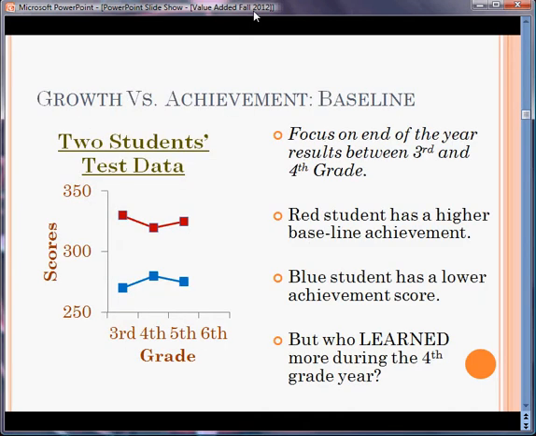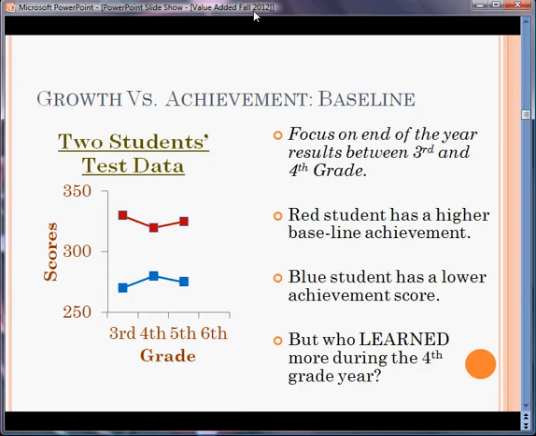In terms of growth versus achievement, we have to understand that value added uses standardized tests in a non-standardized manner. If you look at this graph, under an achievement paradigm, you would want to be teaching the red student because red student is scoring higher. But it's not about what a student is currently scoring or their achievement profile. What's important is how much they grow during the year.